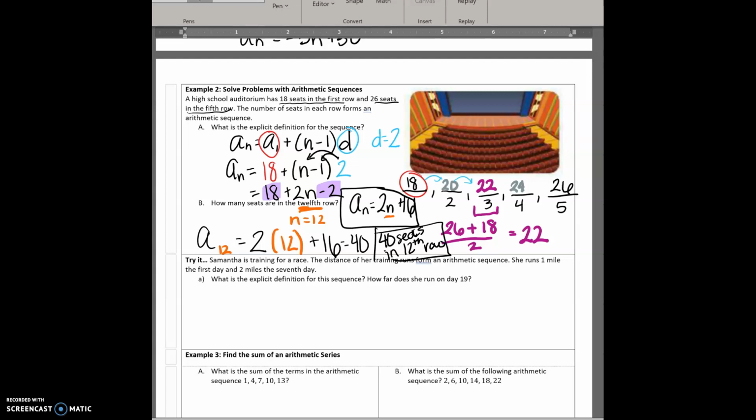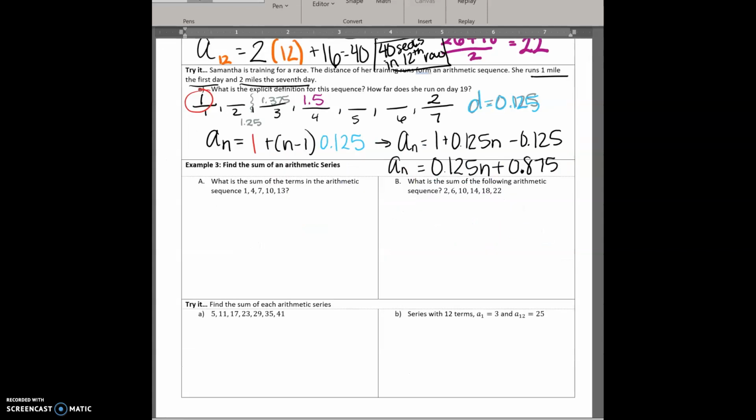Go ahead and pause and try the next one. Okay, so for this one again, 1 and then 2 was my first and last number, and then I found the middle one, and then I found the middle of that, and then I found the middle of that again to find the common difference was 0.125. And then I plugged in to get my final equation here.